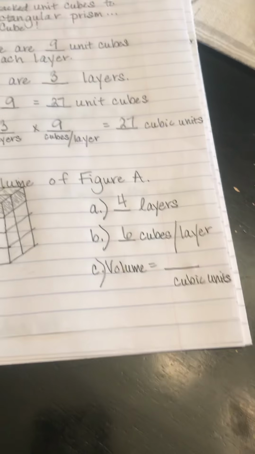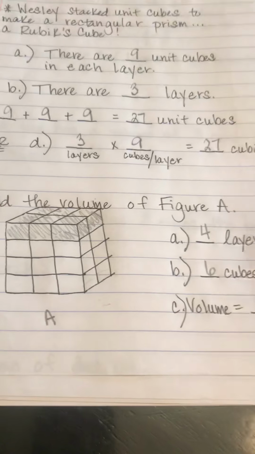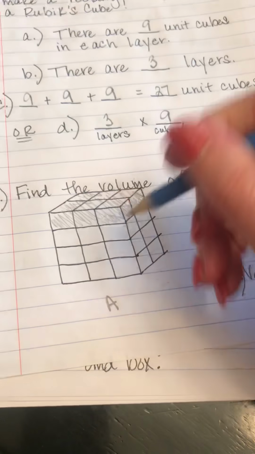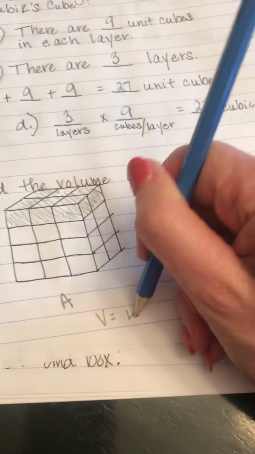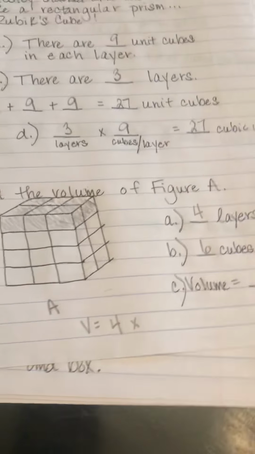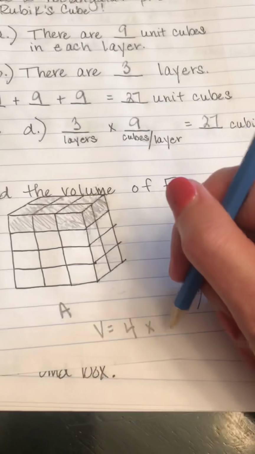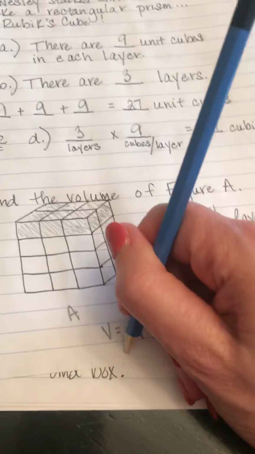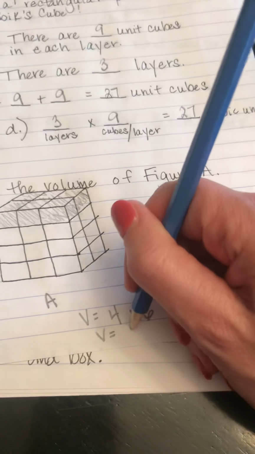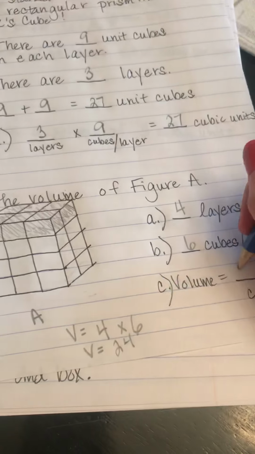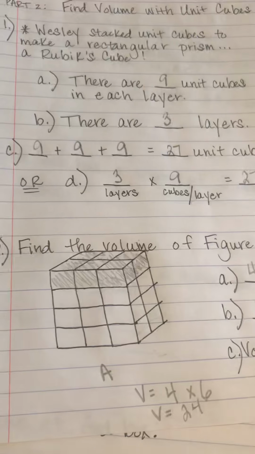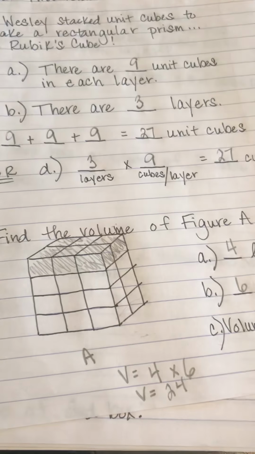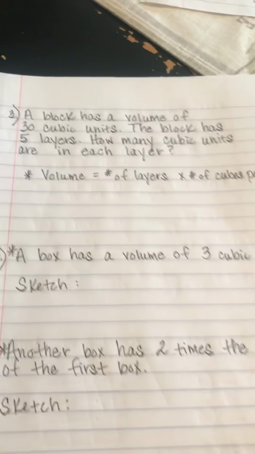Now, we're going to figure out our volume. So we have 4 layers. Remember to do this, we just say the volume equals the number of layers, which is 4, times the number of cubes in each layer, which is 6. So our volume is 24 cubic units, or little cubes. Okay, cubic units are just the little cubes. All right, let's take a look at our next situation.